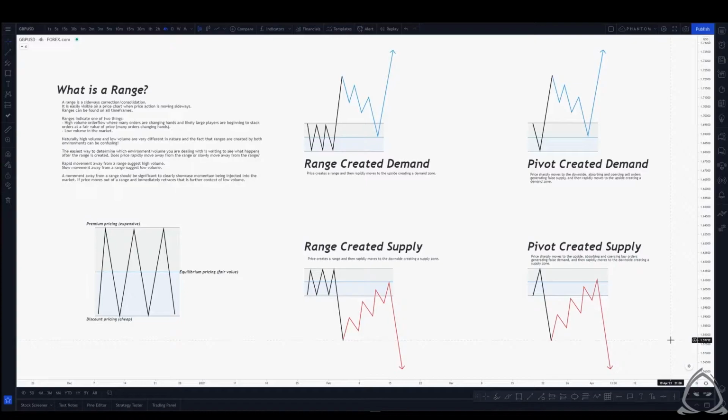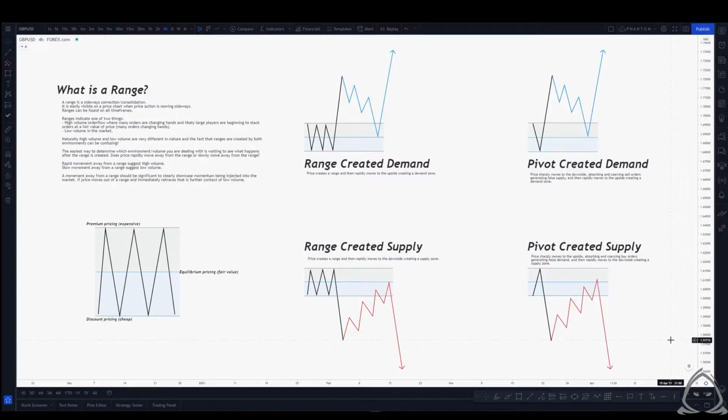If it's rapidly moving away from that range, it's suggesting high volume, which implies that lots of orders have changed hands and that there was likely institutional backing, and we can use that as a footprint to potentially plan a trade. Now, on the flip side, if it trickles out of that range slowly, it's suggesting low volume and more than likely not much has really happened. There just was simply not really any orders happening at that particular price level.